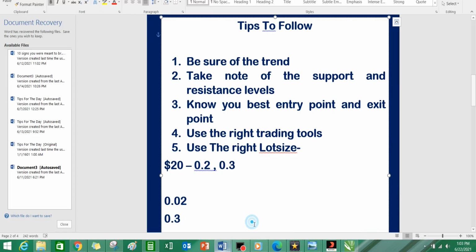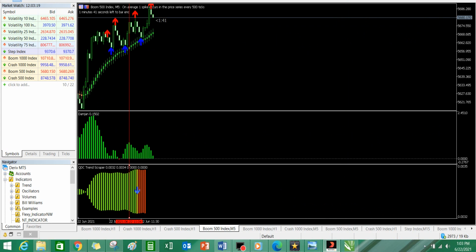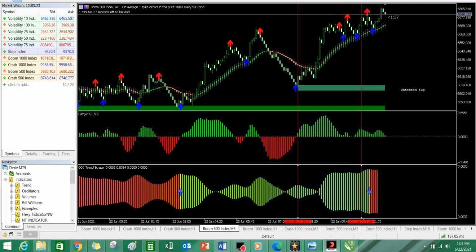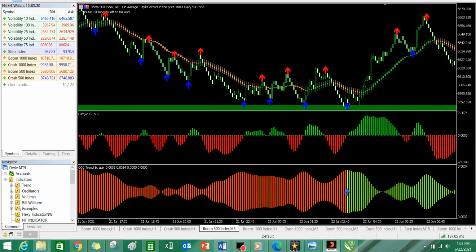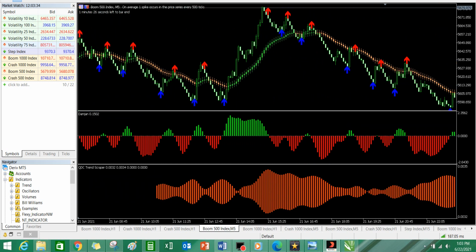So quickly, let's go back to this, and remember, before you do this, all you need to do is go to the markets and set your chart. You can have this set up on Boom 1000, Boom 500, Crash 1000, and Crash 500. Let your charts be in this form. Then I'll take it to the 5 minutes time frame.